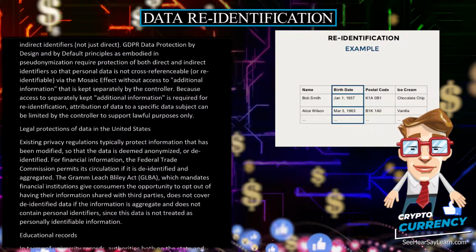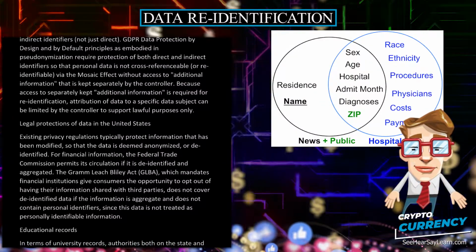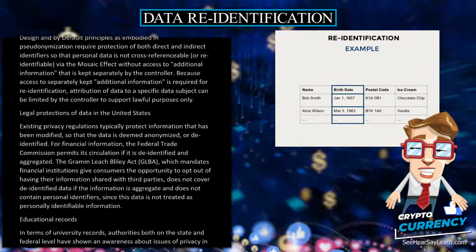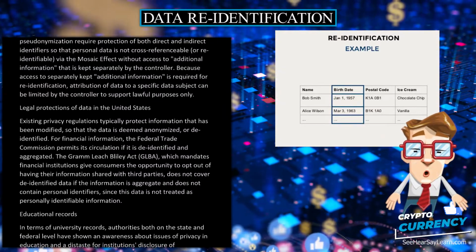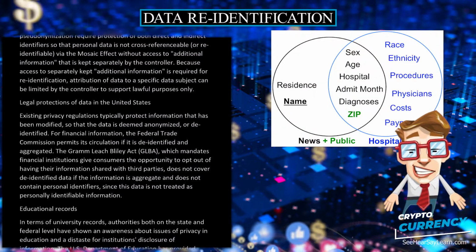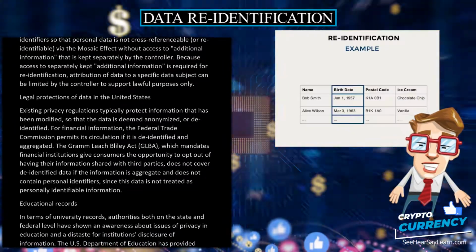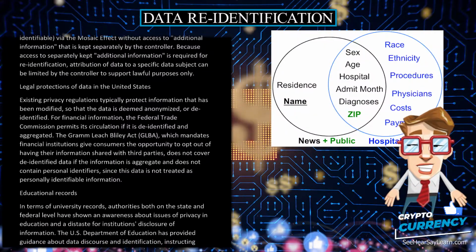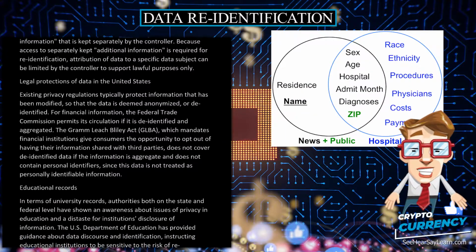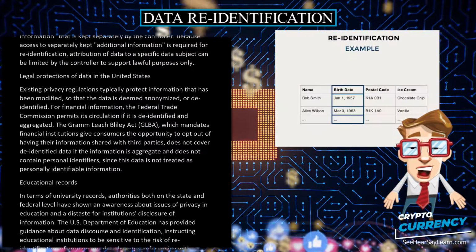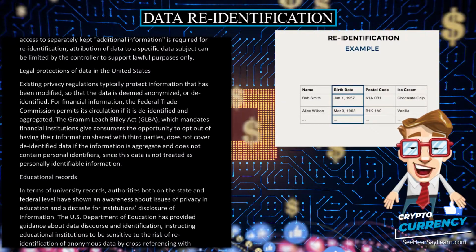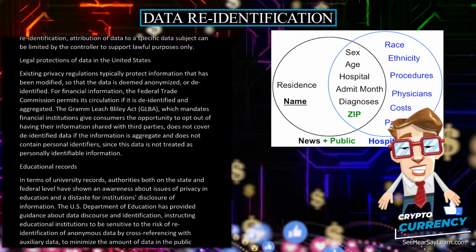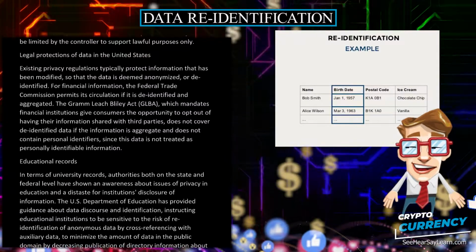Educational records. In terms of university records, authorities both on the state and federal level have shown an awareness about issues of privacy in education and a distaste for institutions' disclosure of information. The U.S. Department of Education has provided guidance about data disclosure and identification, instructing educational institutions to be sensitive to the risk of re-identification of anonymous data by cross-referencing with auxiliary data, to minimize the amount of data in the public domain by decreasing publication of directory information about students and institutional personnel, and to be consistent in the processes of de-identification.